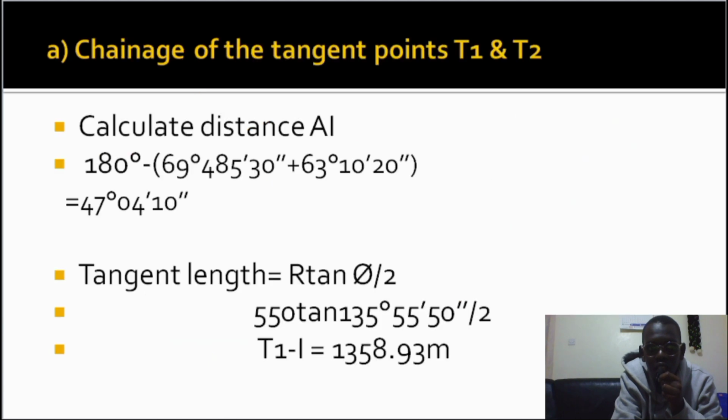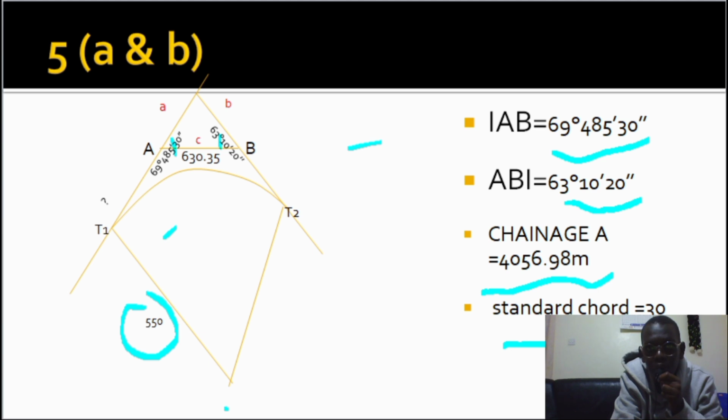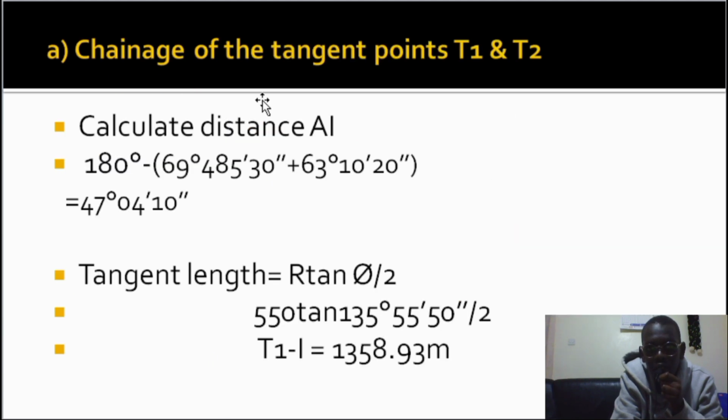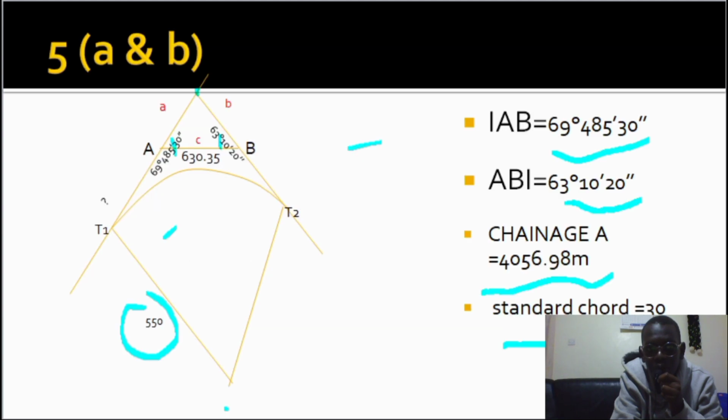Let's go directly. So the chainage of the tangent points T1 and T2. We calculate the distance from A to I, the point of intersection here. We'll get that value from the sine rule. Before we get that value from the sine rule, we need to know the value of the angle here. By addition of these two angles, and since this is just a triangle, all angles add up to 180 degrees. By subtracting the addition of these two, we get our value. That is what I've done.